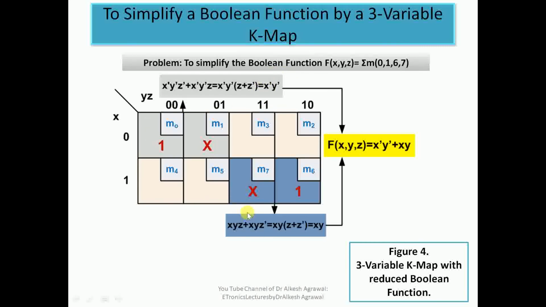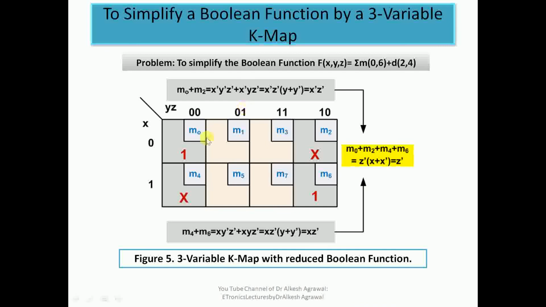For this group with don't care condition, we have x is equal to 1, and if we see for this row, x is 1, and this group is in 2 columns, so we have y as 1 and z is changing. So we have xy reduced form. The overall reduced form is x bar y bar or xy. Let us take another example.